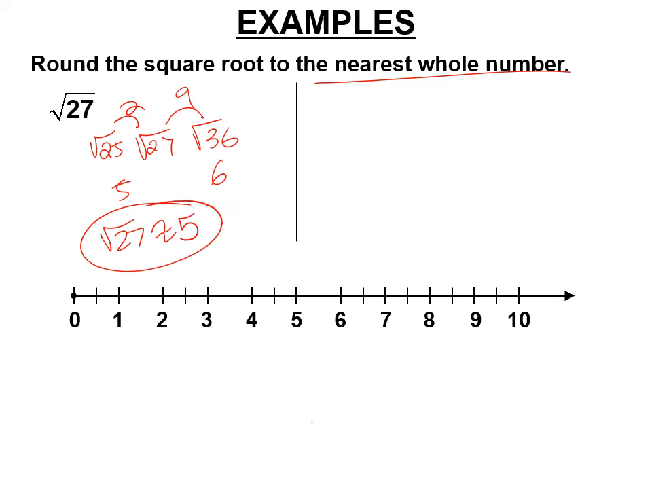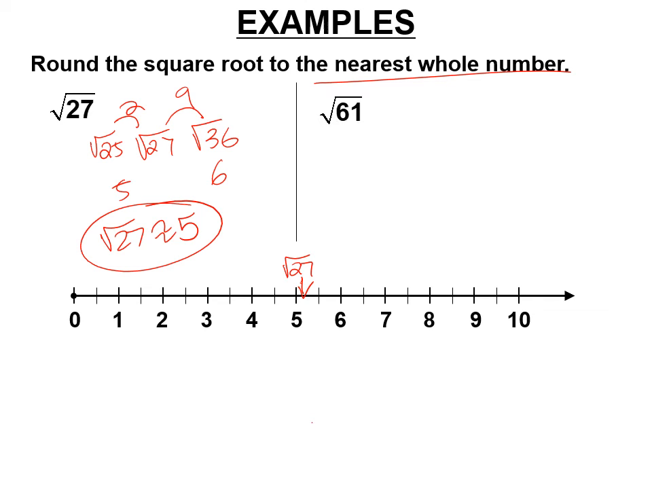Is it a little bigger than 5? Yes. Is it an irrational number that goes on forever? Yes, but the square root of 27 on a number line is a little bigger than 5. That's where it would go. So it says round to the nearest whole number. Whole numbers are like 0, 1, 2, 3, 4, 5.